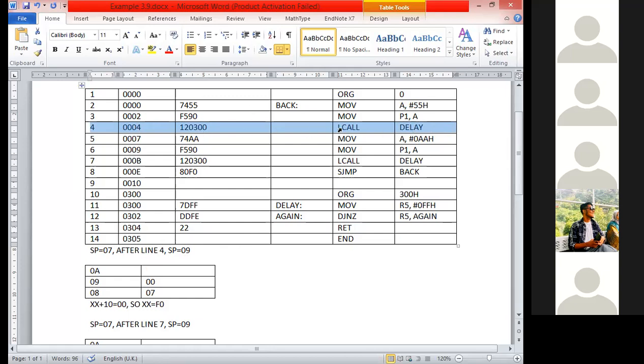Okay, what happens when we execute line 4? When we are in line number 4, you are calling this delay subroutine. So what will happen after line number 4? Your program will directly go to line number 11. You are transferring the control to this line. You were in line number 4, but with this instruction, you are transferring the control to line number 11. Then you will execute line 11, line 12, line 13. After finishing line 13, you will get back to line number 5. Did you get your answer?